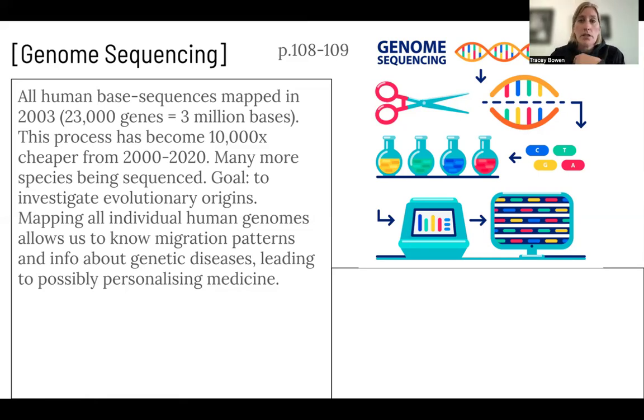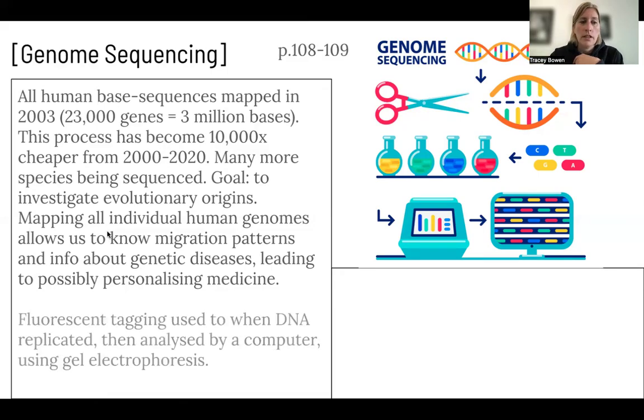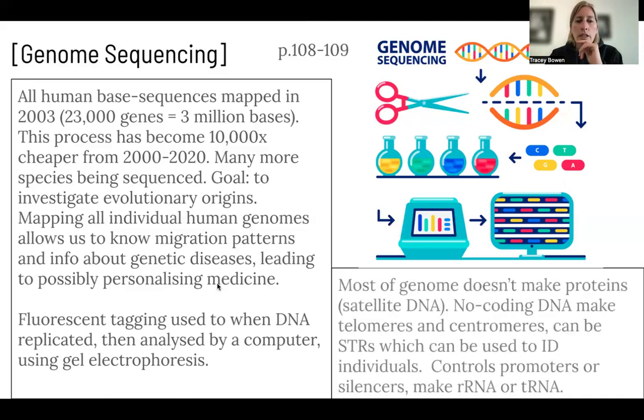to potentially personalizing medicine. So when the genome was being sequenced, what they would do is replicate the DNA using these fluorescent base tags. And then they would load this into a gel electrophoresis tray, and a computer would analyze the fluorescent tags so they would know where do the C's occur, where do the G's occur.